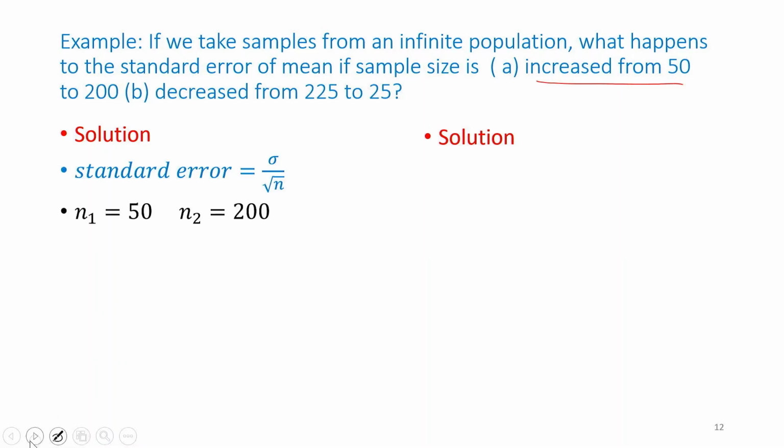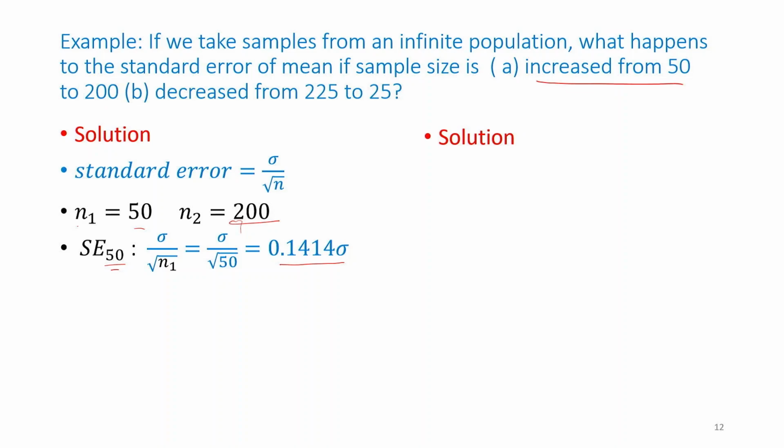First, on the left hand side, the solution for A is coming. The formula for standard error is sigma by root n. We all know that. In the first case, we write n1 is 50. In the second case, n2 is 200, because we are changing the size from 50 to 200. So the standard error when the sample size is 50 is sigma by root n1. We write it as 0.1414 sigma.